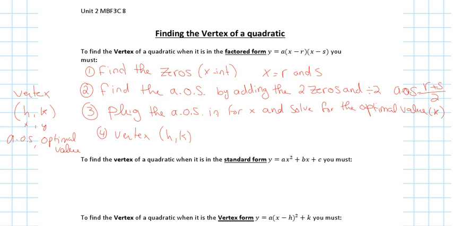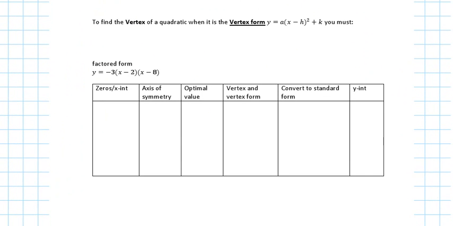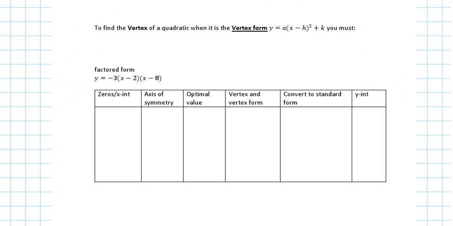So here's an example. What form is this in? Factored. So it's asking you to solve for your zeros, or the x-intercepts. How do you know this is factored form? It's in brackets, they're multiplied, right?